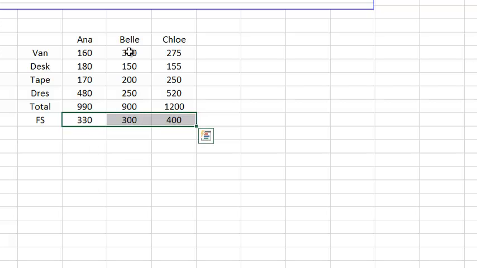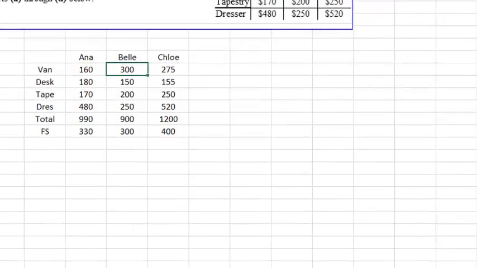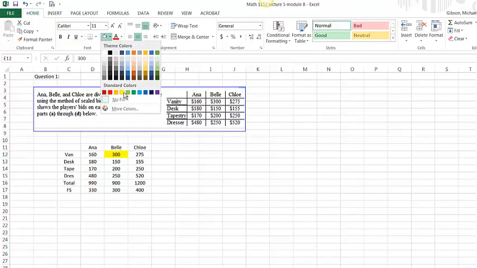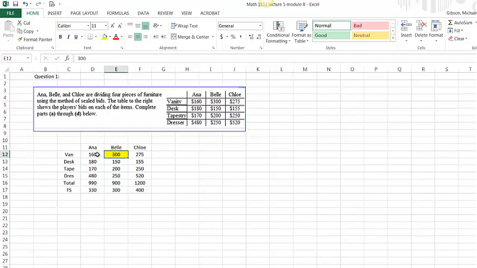Alright, now the next thing is to decide who gets each item. So for each, as you go across, whoever's the highest bidder for that item, like this first row, the vanity, the highest bidder is Belle. Let's see, for the desk, the highest bidder is Anna. For the tapestry, it was Chloe. For the dresser, it was Chloe.